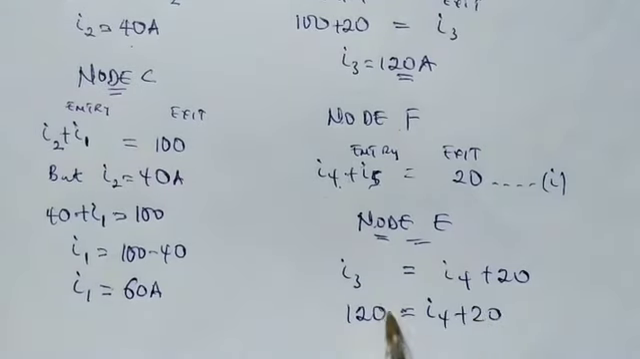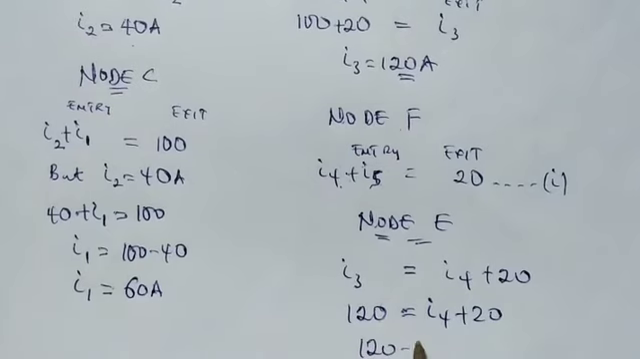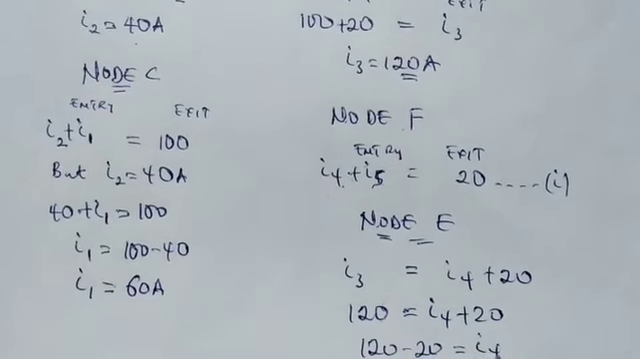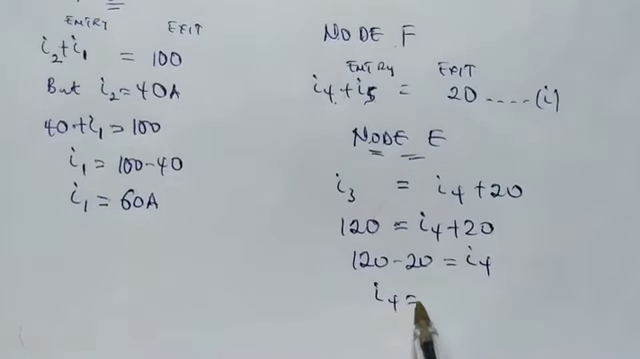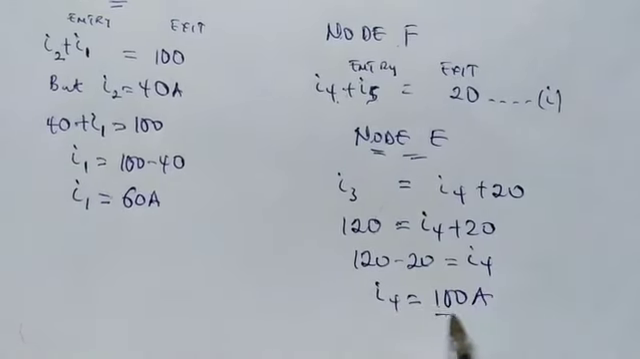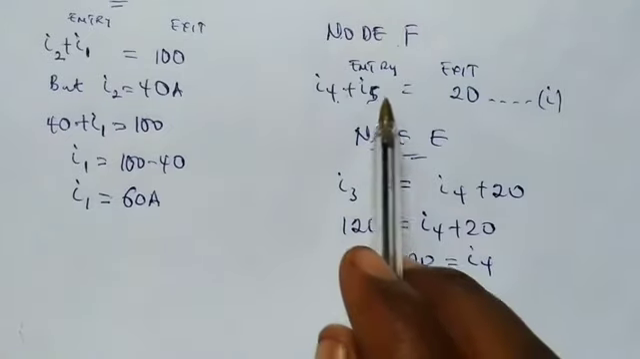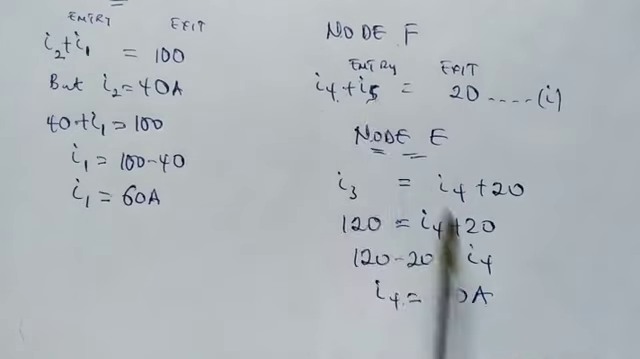So when this 20 is coming to this side, it will be 120 minus 20 is equal to I4. So from here, I4 is equal to 100 amp. So we've gotten I4. So now I can put I4 into equation 1 to get I5.